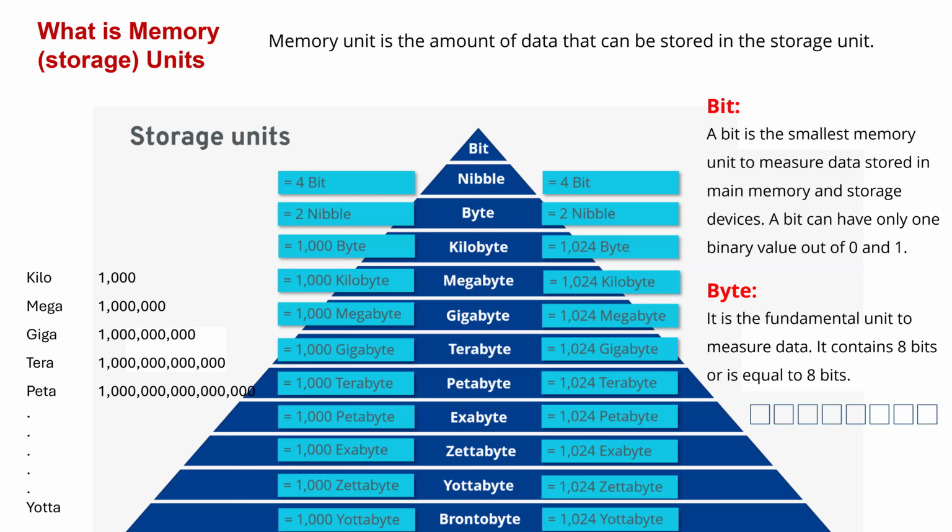you have a bit. A nibble is simply half of a byte, like 4 bits. A byte is 8 bits. Now, when you talk about kilobytes, kilo means 1,000 bytes. When you put mega, mega is 1,000,000 bytes. When you say giga, giga is simply 1 billion bytes. 1 tera is 1 trillion bytes. When you say petabytes, a petabyte is 1 quadrillion bytes. And it goes like that.